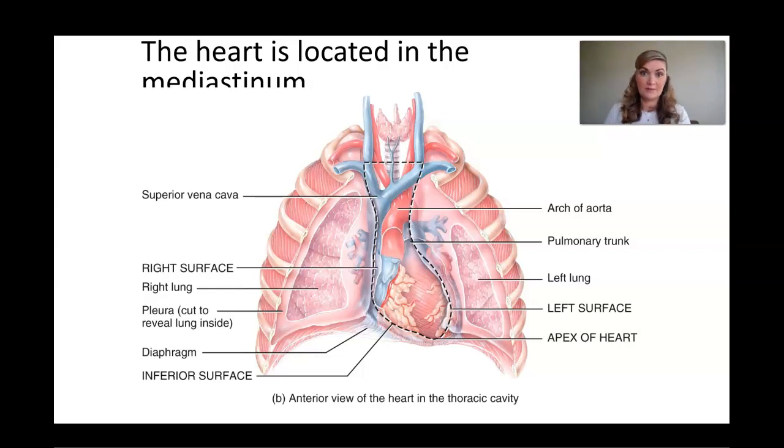Now remember, with anatomy, everything's going to be found flipped because it's as if the person is turned and they're facing you. So what's on your right-hand side, like the apex of the heart that's pointing to the right, is actually on that person's left-hand side.